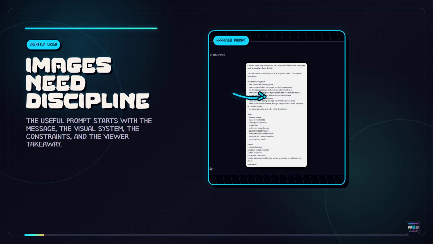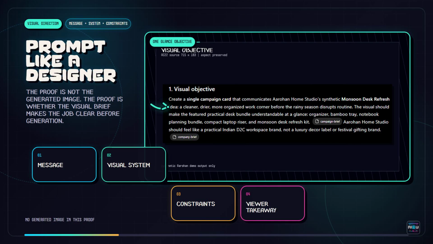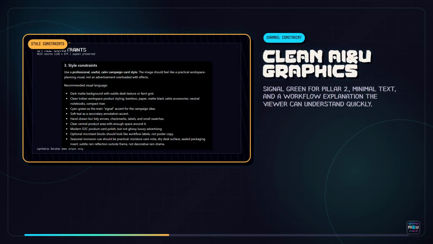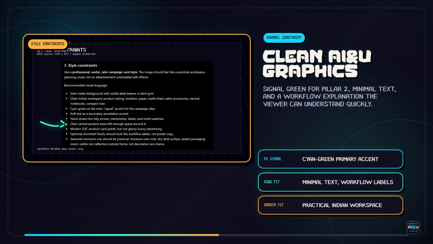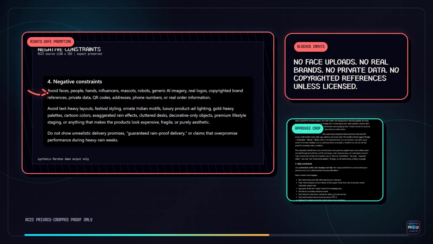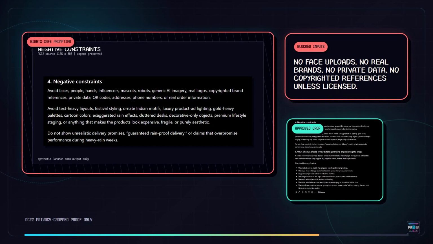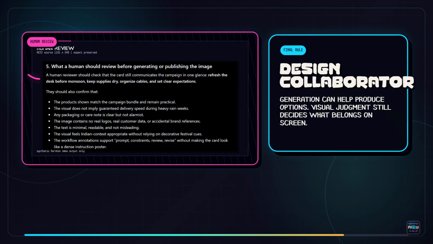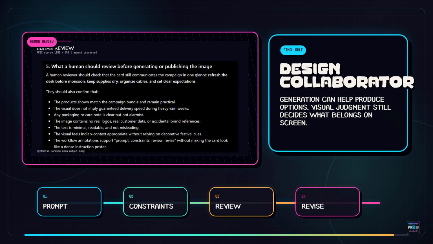Images are another part of the creation layer, but they need discipline. The strongest use is not, make me something cool. The strongest use is, here is the message, here is the visual system, here are the constraints, and here is what the viewer should understand in one glance. For this channel, that means clean AI&U graphics, signal green for pillar 2, minimal text, and visuals that explain a workflow. Treat image generation as a design collaborator, not a substitute for visual judgment.